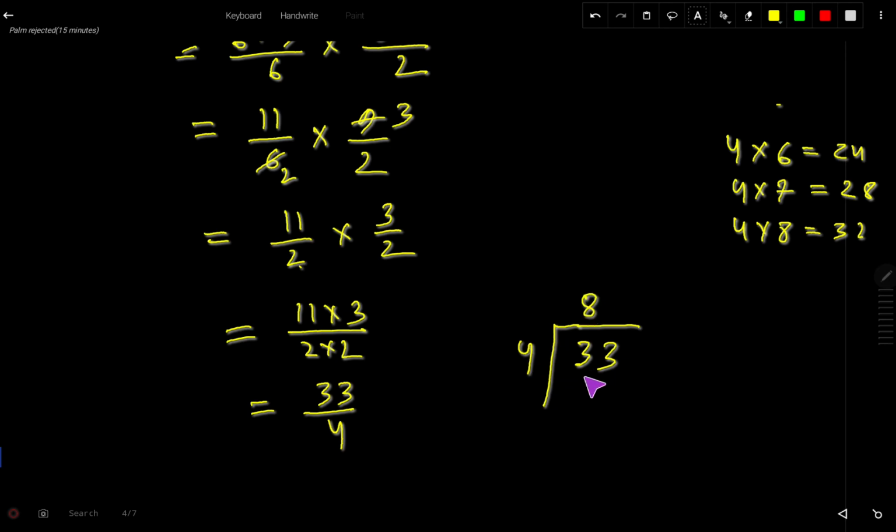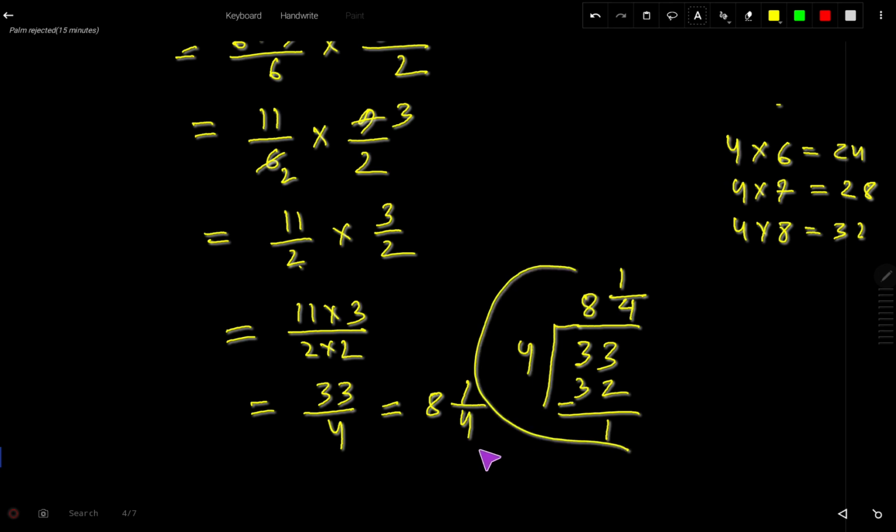8 times 4 gives us 32. If you subtract, then you are getting 1, right? Now you can express it: the remainder will be the numerator and the divisor, here 4, will be the denominator. So 33 divided by 4 equals 8 and 1 over 4. So this is the answer. So if you multiply a mixed number with another mixed number, then your result should be in a mixed number.